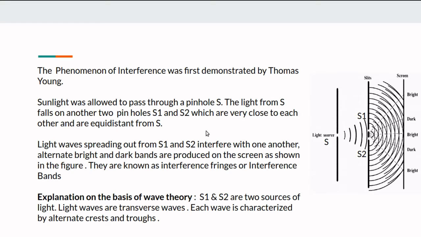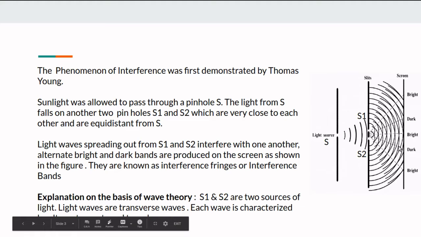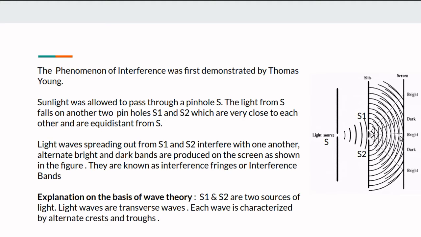Sunlight is allowed to this pinhole, then according to Huygens principle, each point on the wavefront is a source of secondary disturbance. It moves in the forward direction. When this wavefront touches S1 and S2, it is divided into two wavefronts, and these two wavefronts superimpose each other, and dark and bright fringes are observed on the screen. These fringes are known as interference fringes or interference bands.